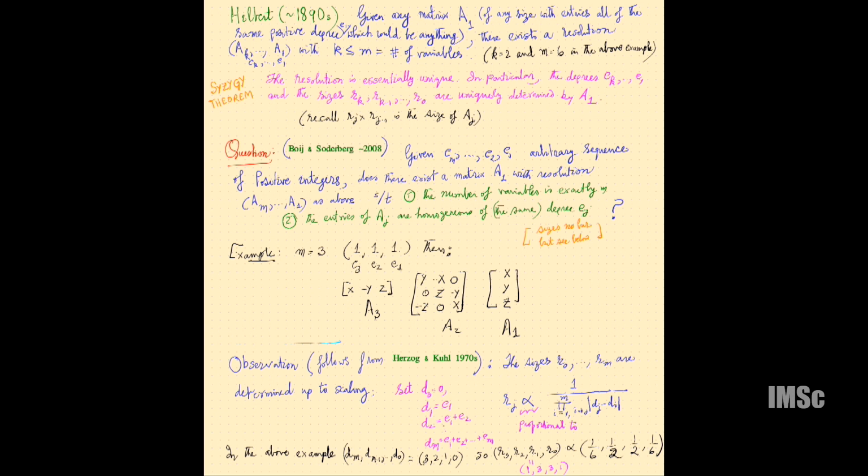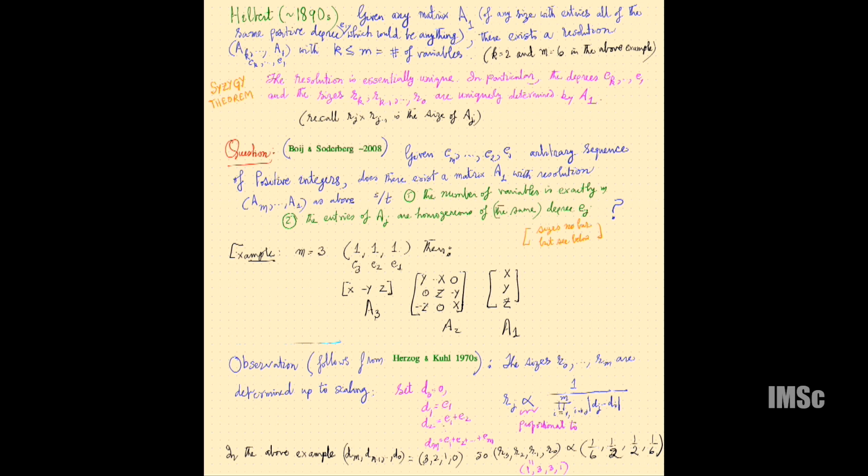Here I've said that the sizes are no bar. In this question, the sizes are no bar, but see below. An observation from the 1970s shows that the sizes RJ in such a resolution are determined up to scaling by the E's. This means proportional to. So the formula is precisely here.